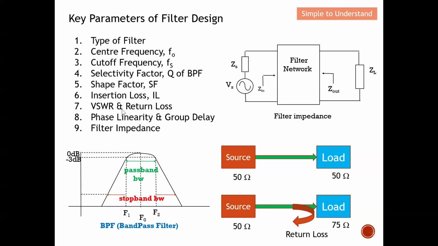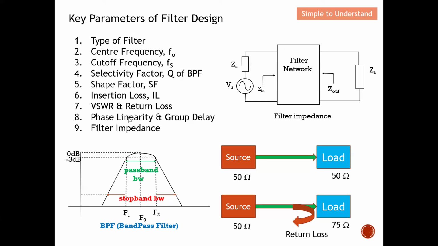Phase linearity. For example, you have an input signal here. When it goes through the filter, there will be a change of phase. This phase linearity determines how much phase difference there is between the input and the output. Group delay means that when you pass any component, you are bound to have some delay. So this group delay is how much delay I get when I pass through this filter network. In short, the lesser the delay, the more ideal the filter.